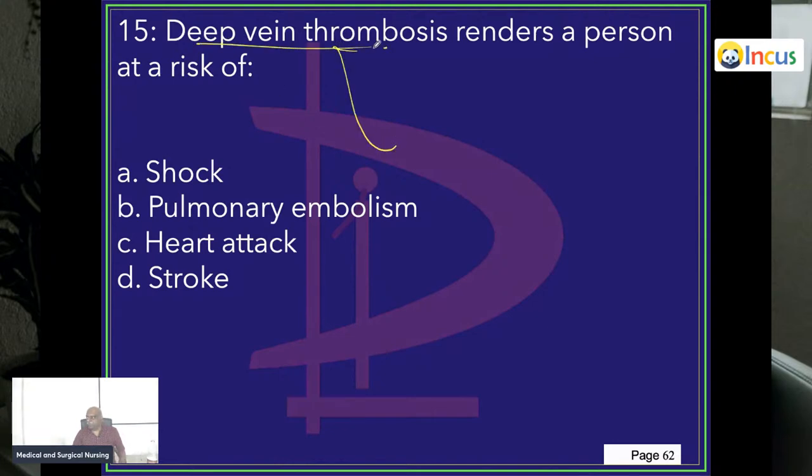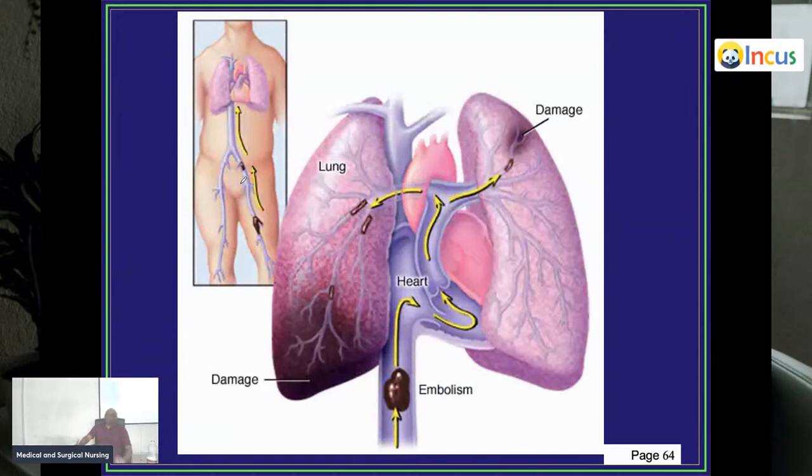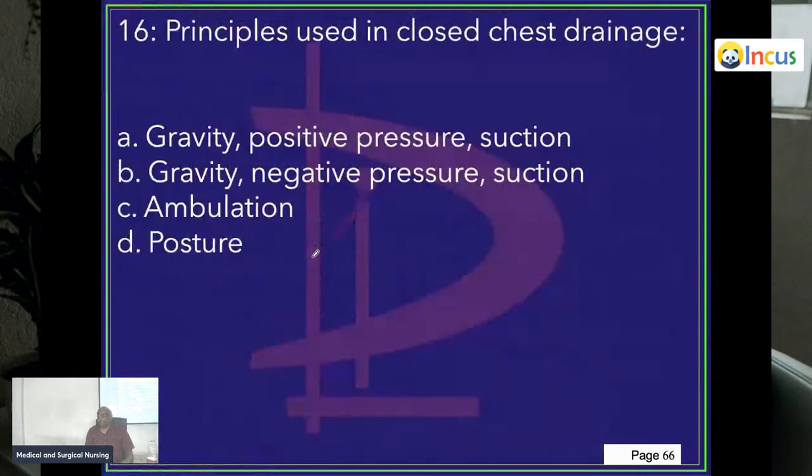Deep vein thrombosis, what is the risk? It can lead to pulmonary embolism. Whenever in the deep vein you have a thrombus, it can embolize and reach the pulmonary circulation. Commonly it is a deep vein thrombosis that goes to the lung and suddenly causes a blockade of the pulmonary artery. It's called pulmonary embolism.